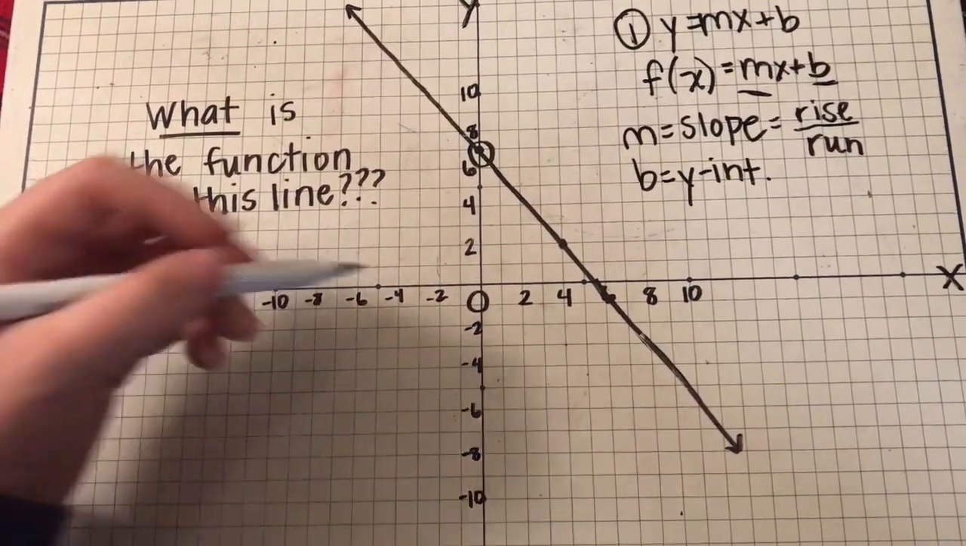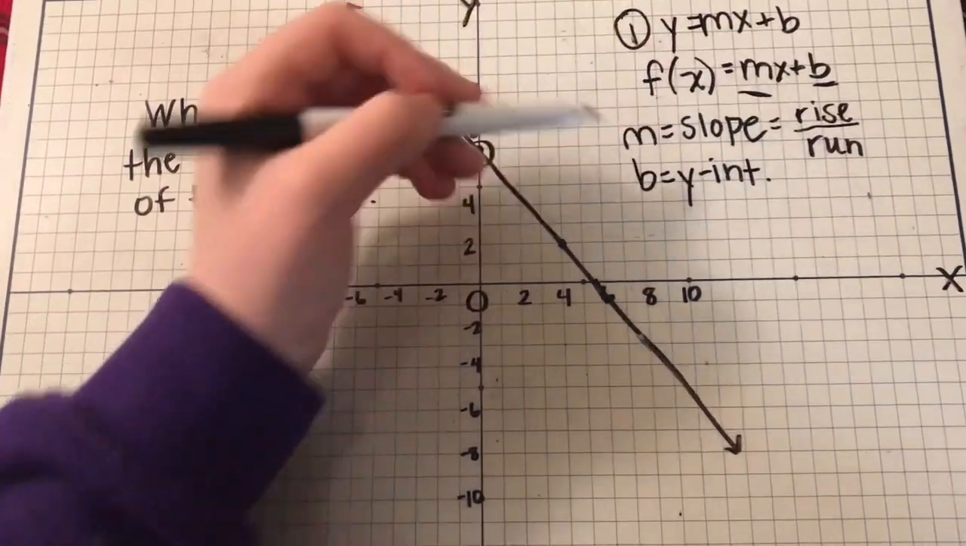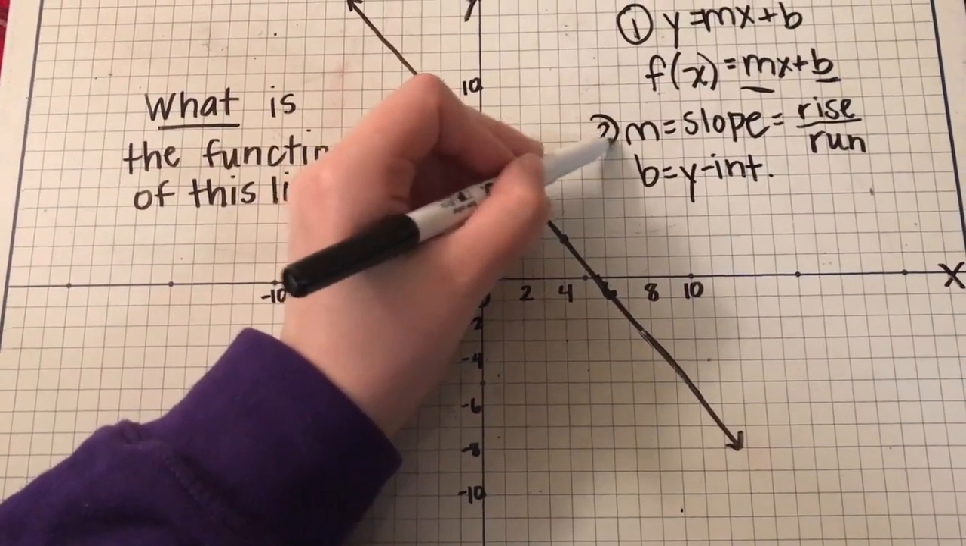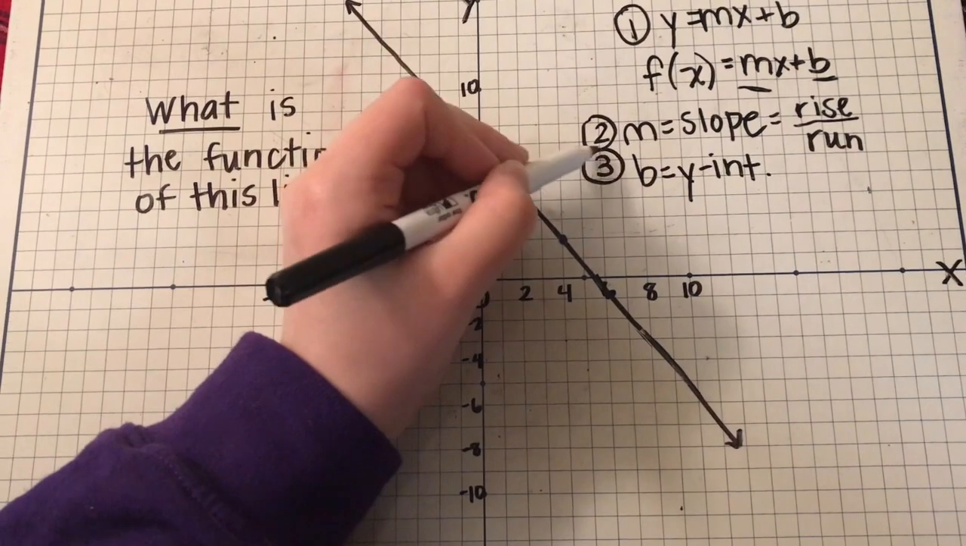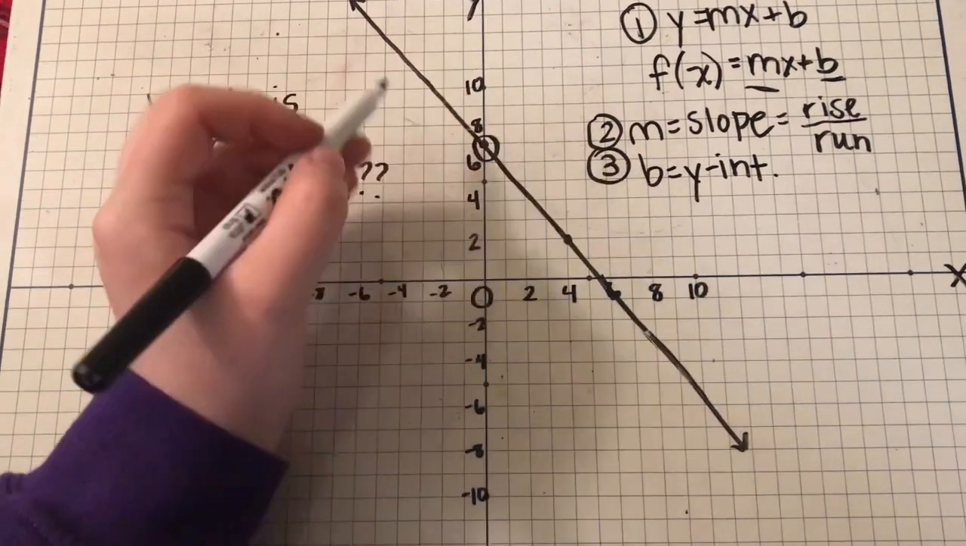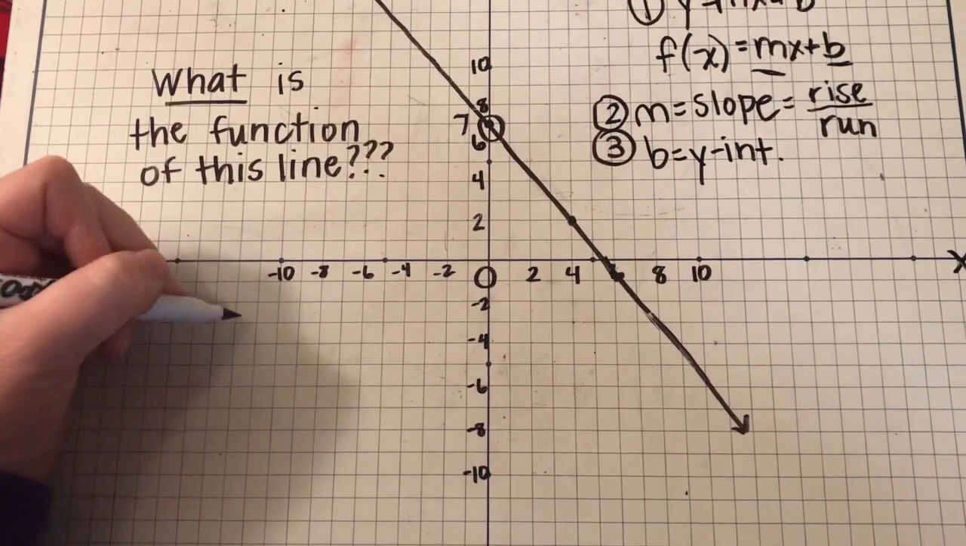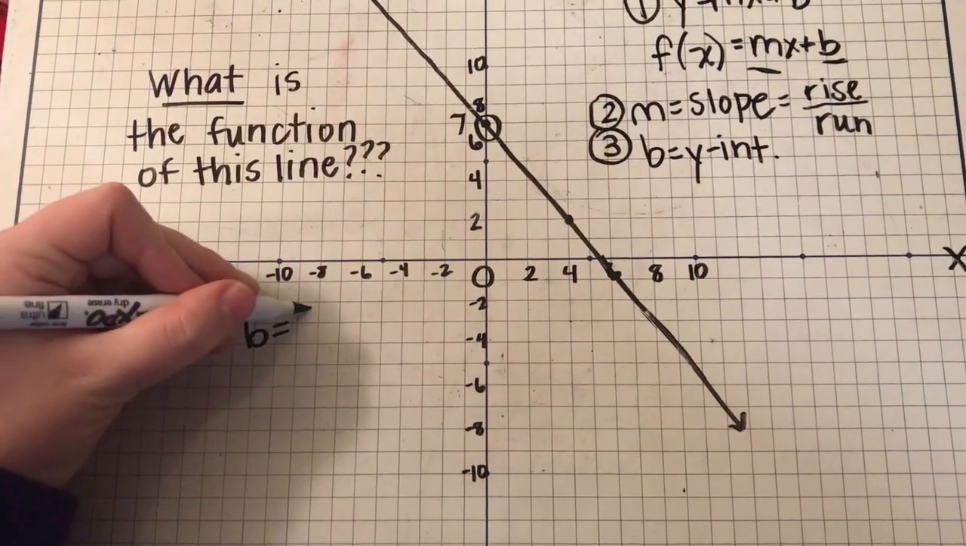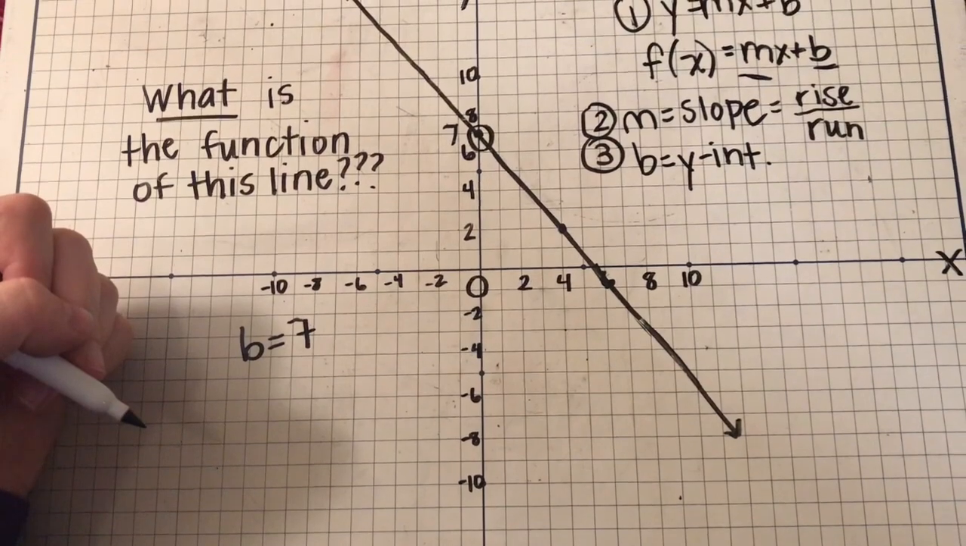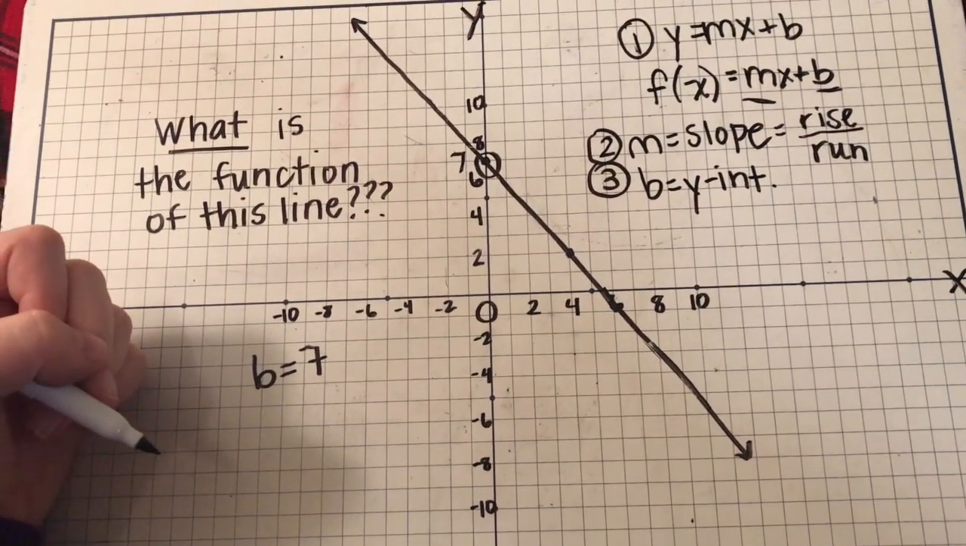So b, I'm going to write it over here. B is our y-intercept, which is 7. So b equals 7. Our next step is figuring out the slope.